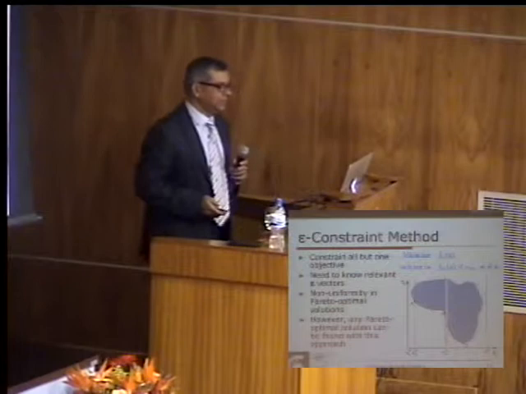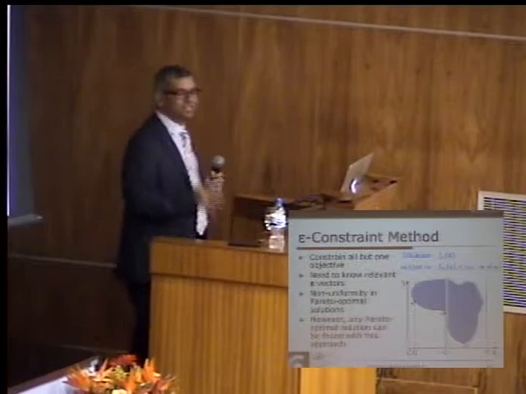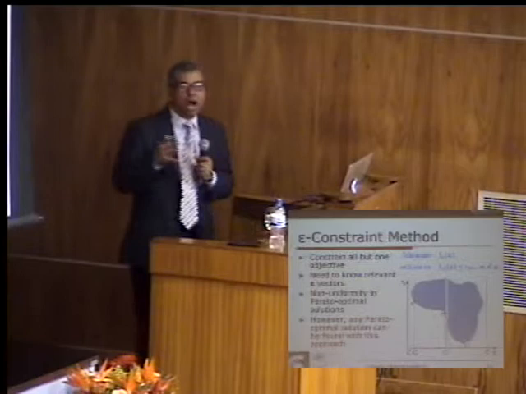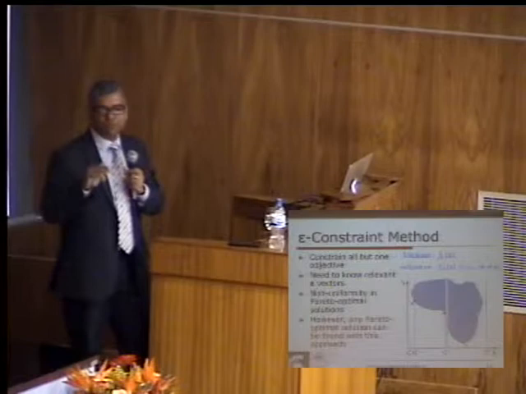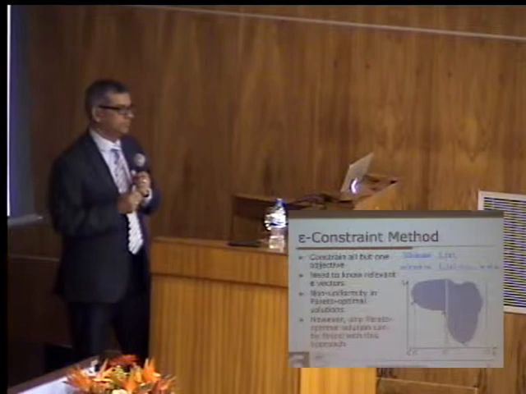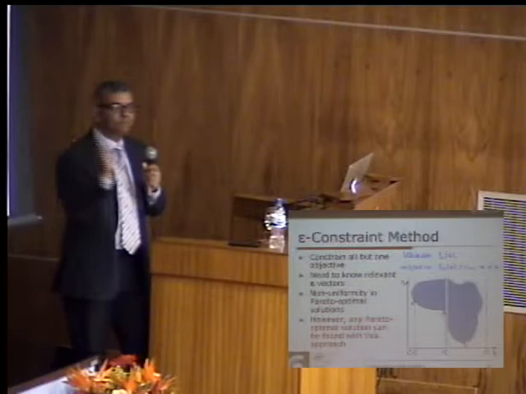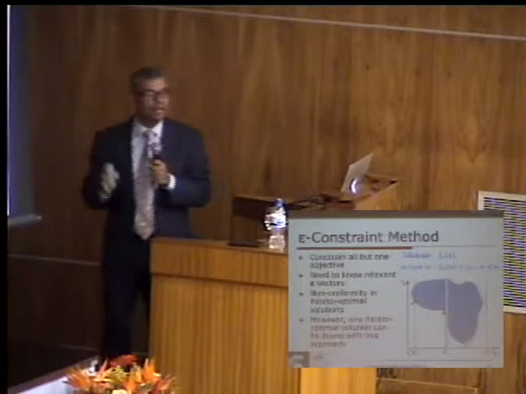People have come up with a method called the epsilon constraint method. What you do there is, instead of using weighted sum, you scalarize it in a different way. Out of all the objectives, you choose one of them and keep that as an objective. All the rest, you now put as constraints. So here, for example, I'm minimizing F2 and putting a constraint on F1, saying F1 should be less than epsilon 1. So now you see, instead of the whole objective space being feasible, only the left side of epsilon 1 that I'm putting there is feasible.